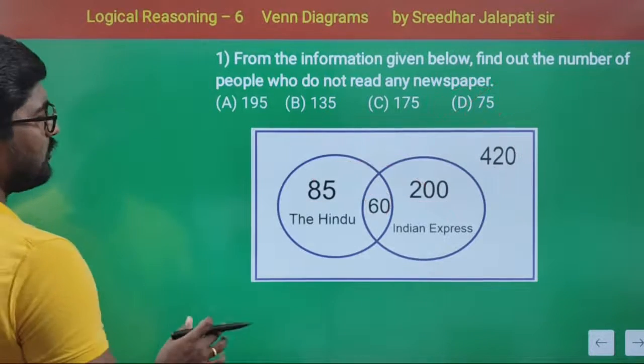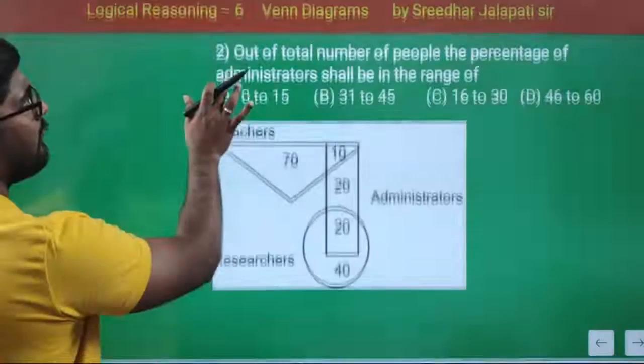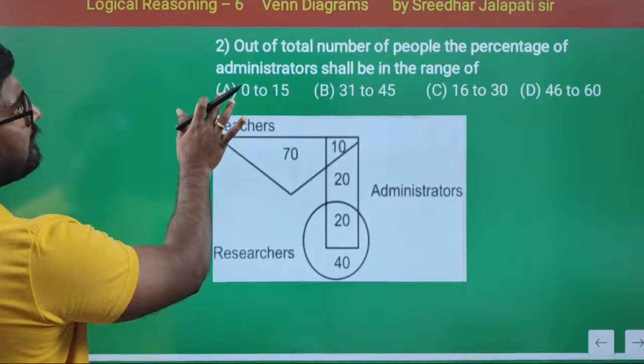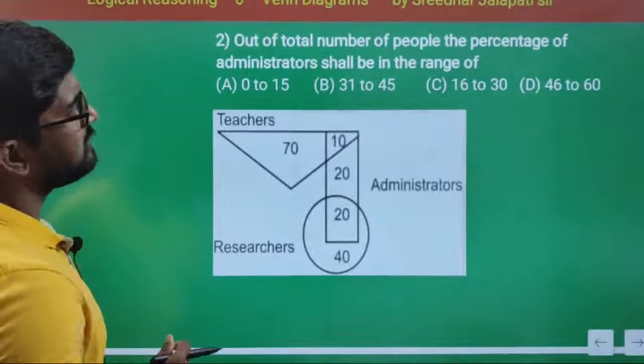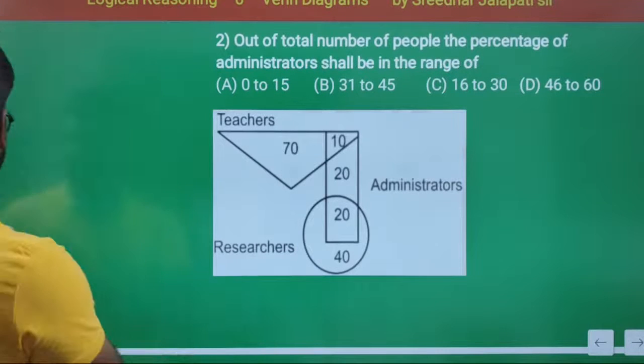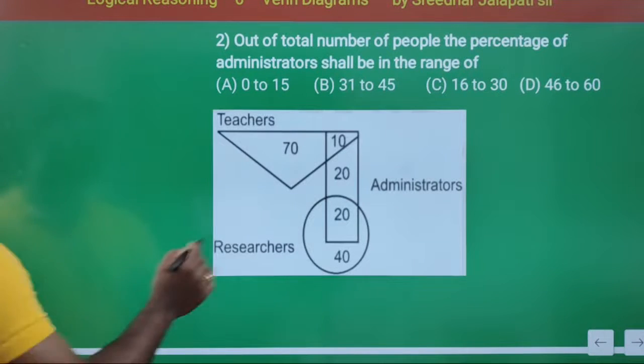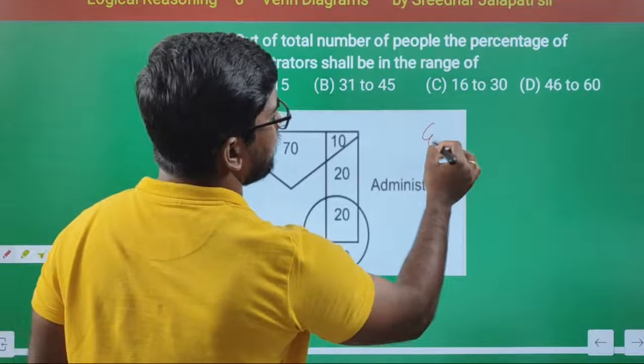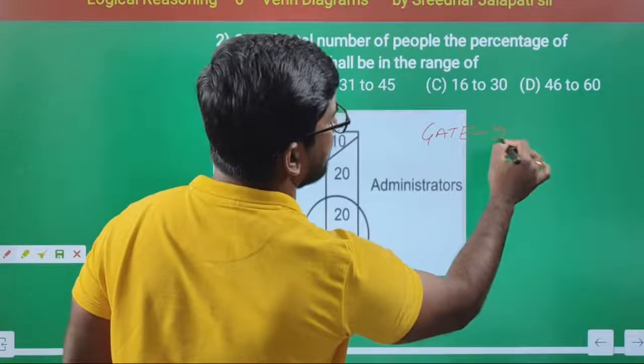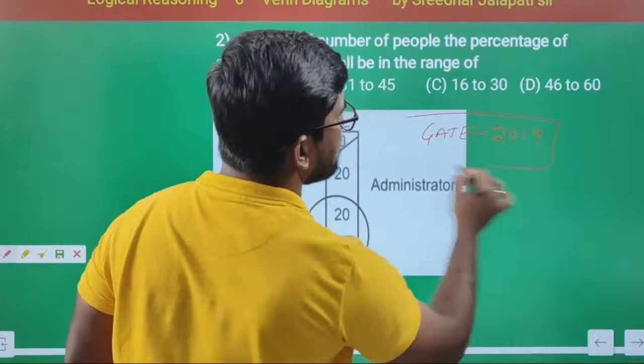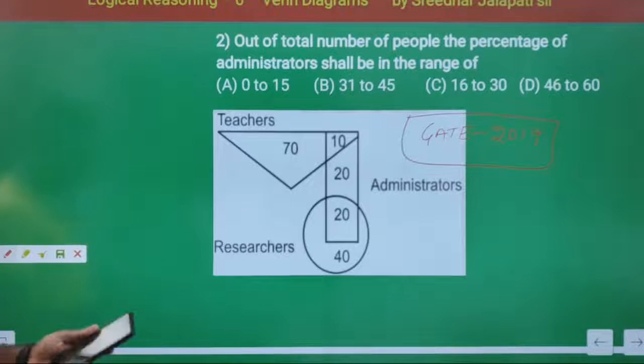Right. Let's move to the second question from the Venn diagrams topic, that is diagram based questions. The question I am asking you now is a 2019 GATE question. This was asked in GATE 2019 for one of the engineering branches. So you can try this question.